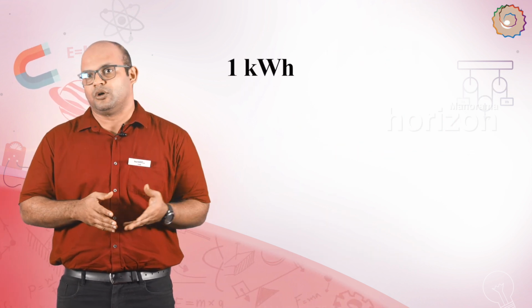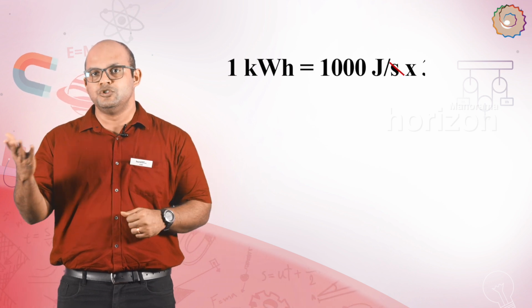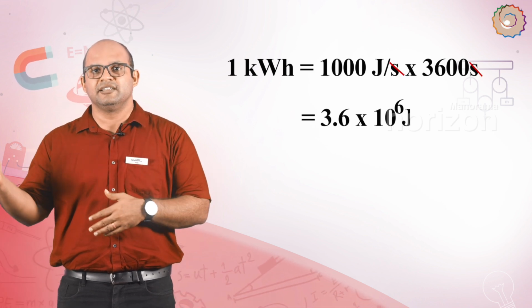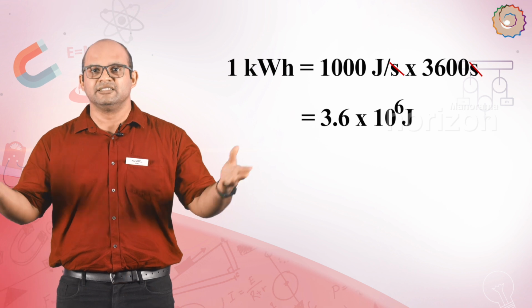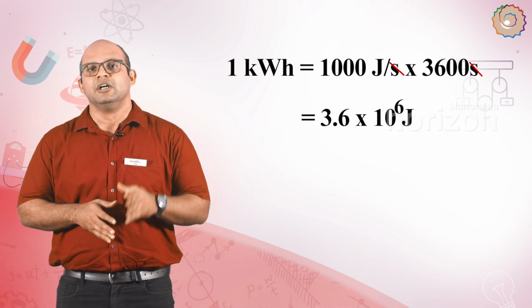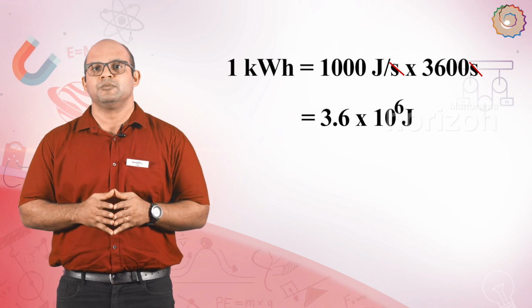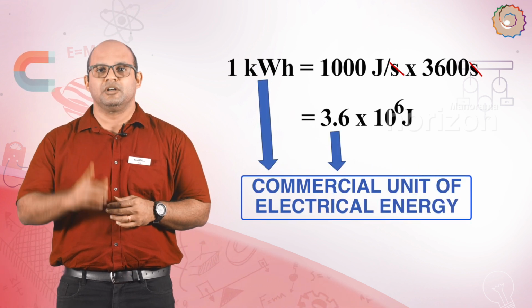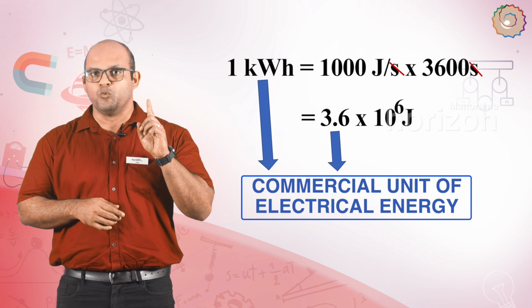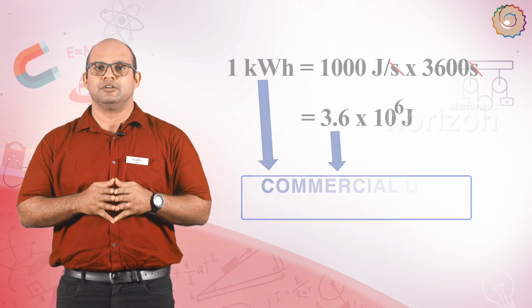So 1000 watts is equal to 1000 joules per second, and if we multiply this with 3600 seconds, the seconds cancel out and you are left with a figure of 3.6 multiplied with 10 to the power 6 joules. This amount of energy is called 1 kilowatt hour or 1 unit of commercial energy. So next time your parents say that we have spent 12 units of energy in this month, they are actually telling you that we have used 12 kilowatt hour of electrical energy.